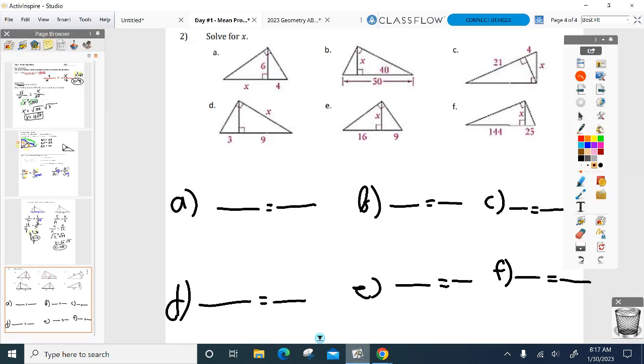Let's roll. Letter A here. Proportion first. 4 over 6, and then 6 over x. I like it. Cross multiplied, x equals 9. Any issues? Had to use SAS there. All right, B.